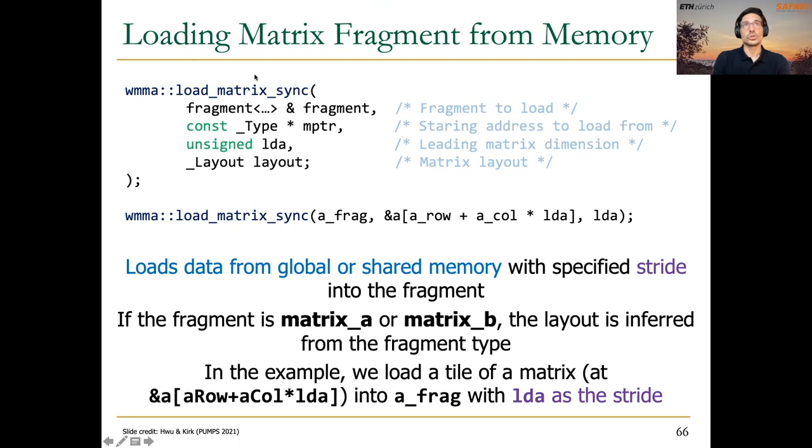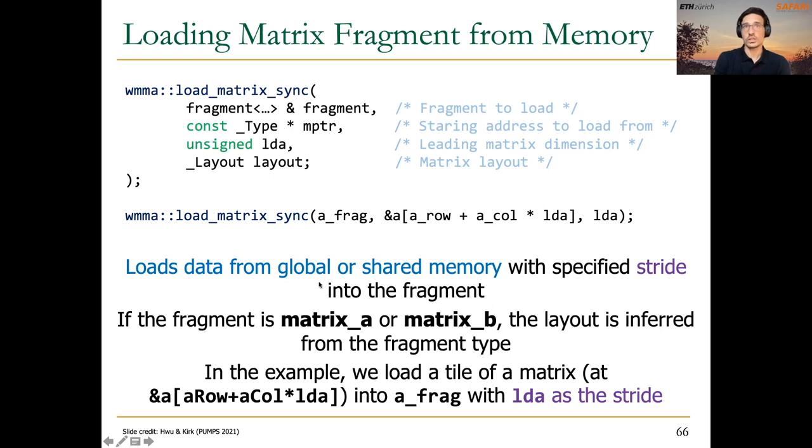And here you see how to load a matrix fragment from memory. Observe that first of all, we need the fragment itself where we are going to store the tile coming from the global memory. Here in this example it is called AFRAG. We also have the starting address to load from, in either global memory or shared memory. Then the leading matrix dimension, which essentially defines a stride to access the matrix, and also the matrix layout.